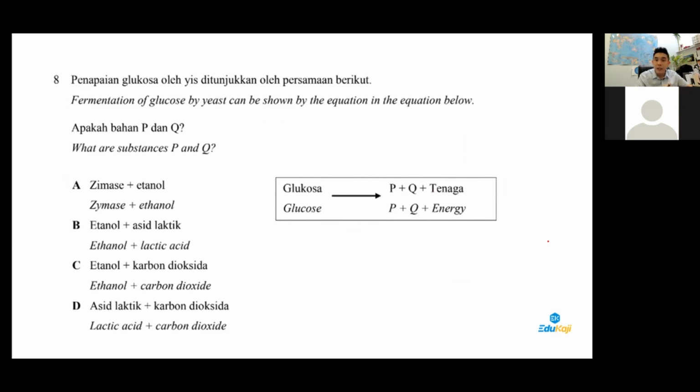Fermentation, definitely yeast, we get ethanol. And there's no such thing as lactic acid, because lactic acid is only for animal, for human. So number 8, answer is C.